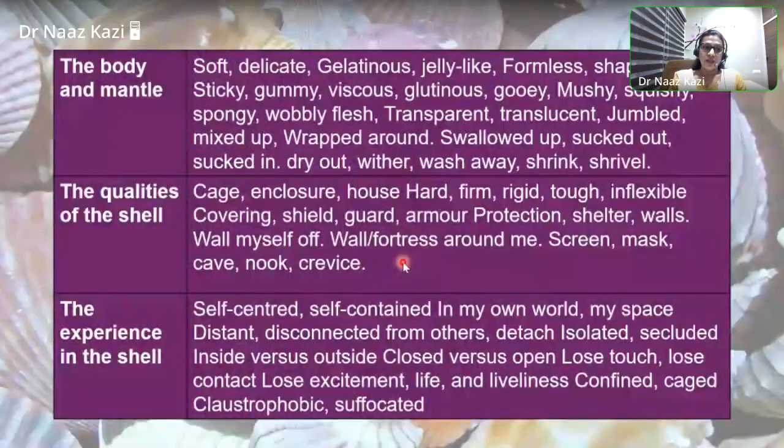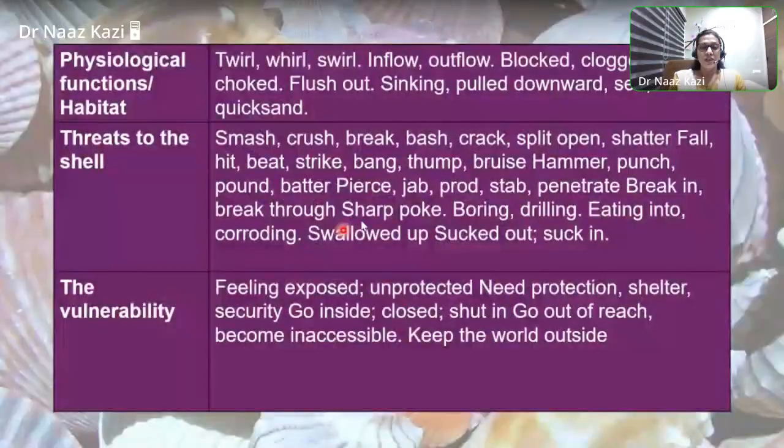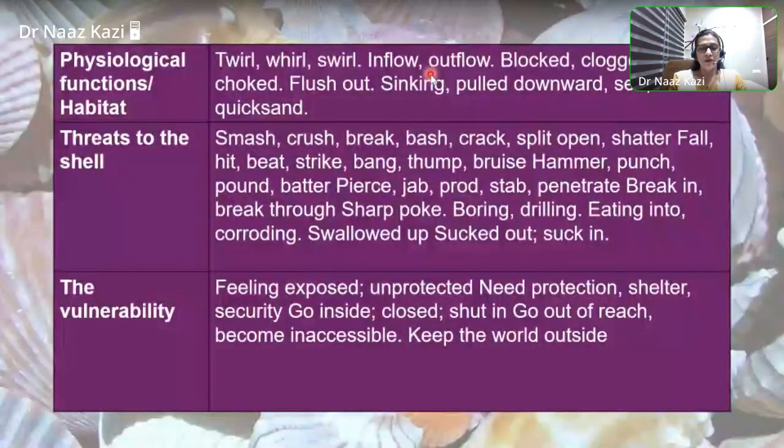Then experience in the shell, how would that be? They would say self-centered, self-contained, in my own world, secluded, right? It is claustrophobic. Then they could say I lose contact, lose excitement, right? Then the physiological functions of the mollusk, they will say swirl, whirl, inflow, outflow, especially for that siphon, they mostly give inflow of fluid in or outflow, blocked, clogged, flush out, right? In the habitat, they might say quicksand or the sea or sinking, right?